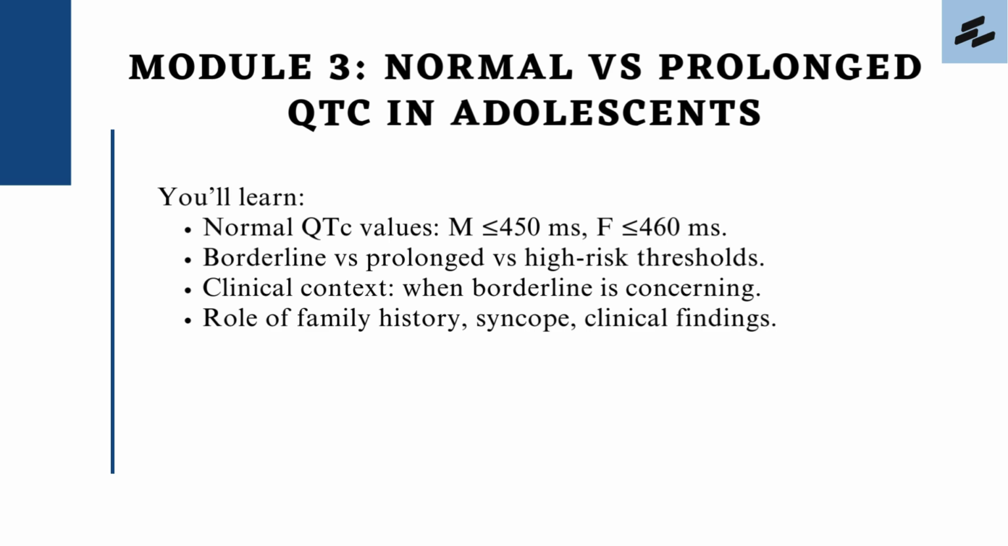For example, a QTc of 470 milliseconds in a teen with unexplained syncope should be taken more seriously than the same QTc in an asymptomatic adolescent. We will also review how to avoid over-interpreting borderline QTc without context, balancing vigilance with clinical pragmatism.